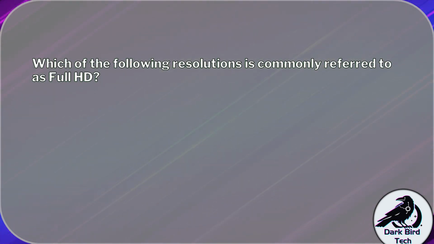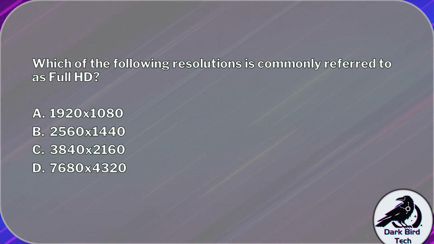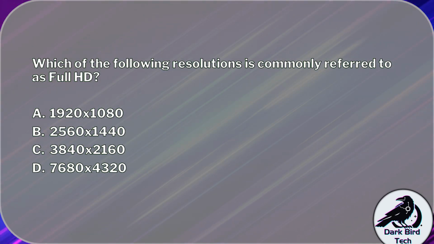Which of the following resolutions is commonly referred to as Full HD? We've got 1920 by 1080, 2560 by 1440, 3840 by 2160, and 7680 by 4320. This is relying on us knowing our screen resolutions, especially for monitors that usually use DisplayPort or HDMI and have that 16:9 style of aspect ratio.